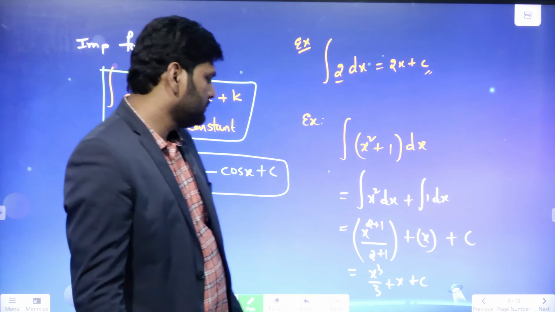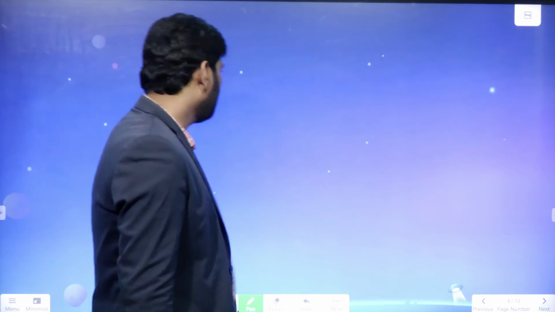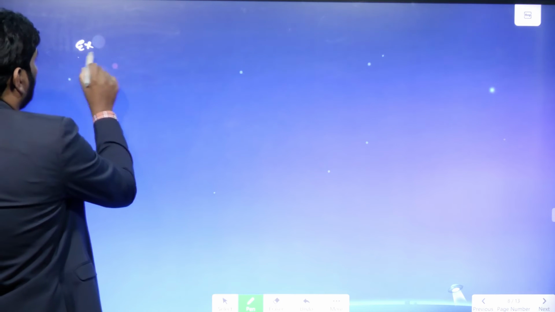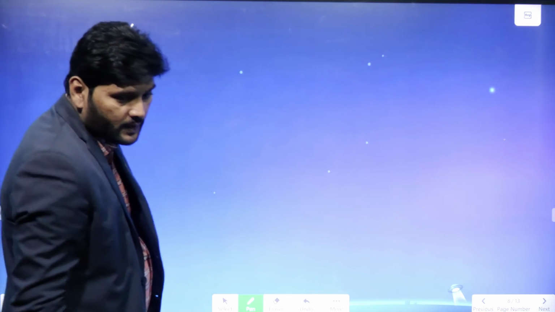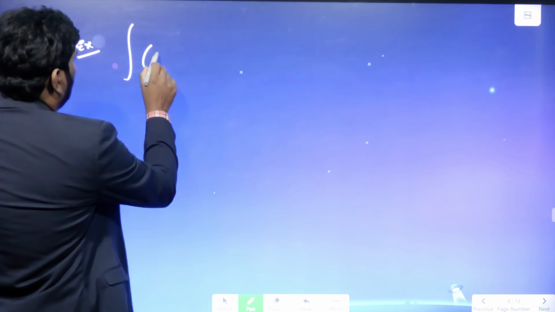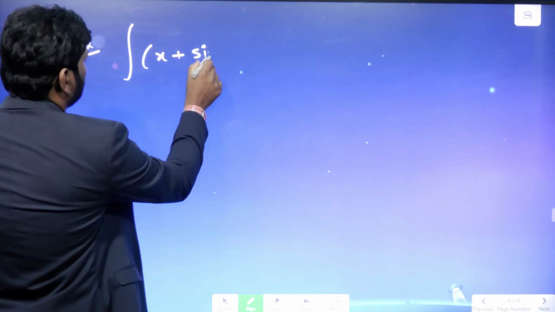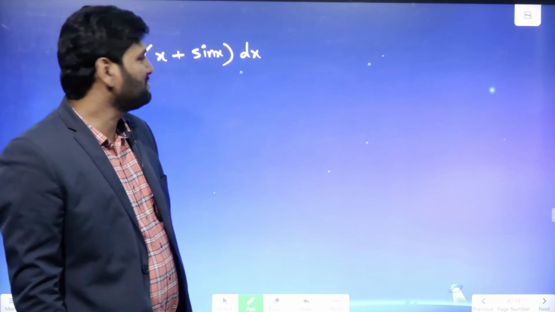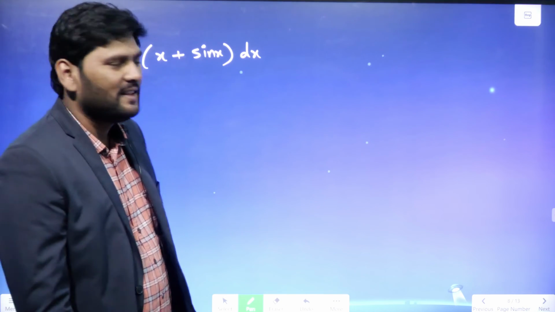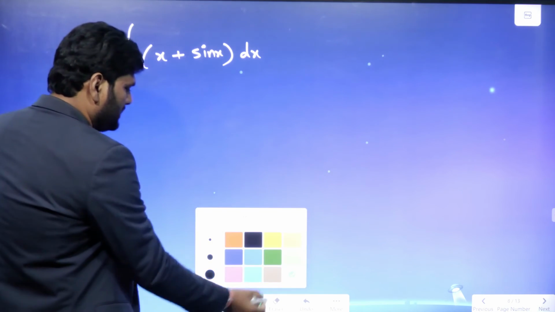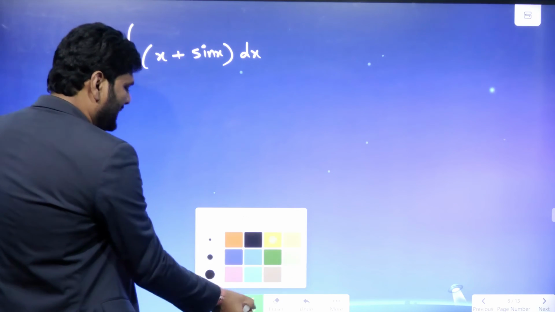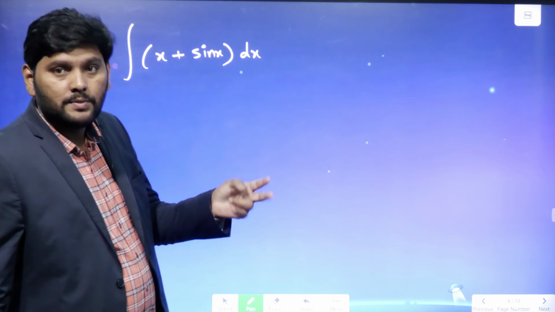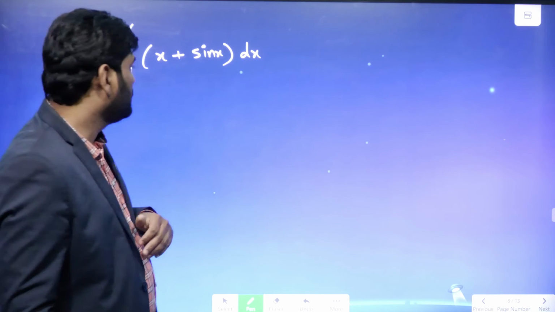Now I'll give one more question, one more example: integral x plus sin x dx. Now how do you solve this example? First of all, you have to apply the operator for both terms, because here how many terms do we have? Two terms. You can apply the operator for the two terms.